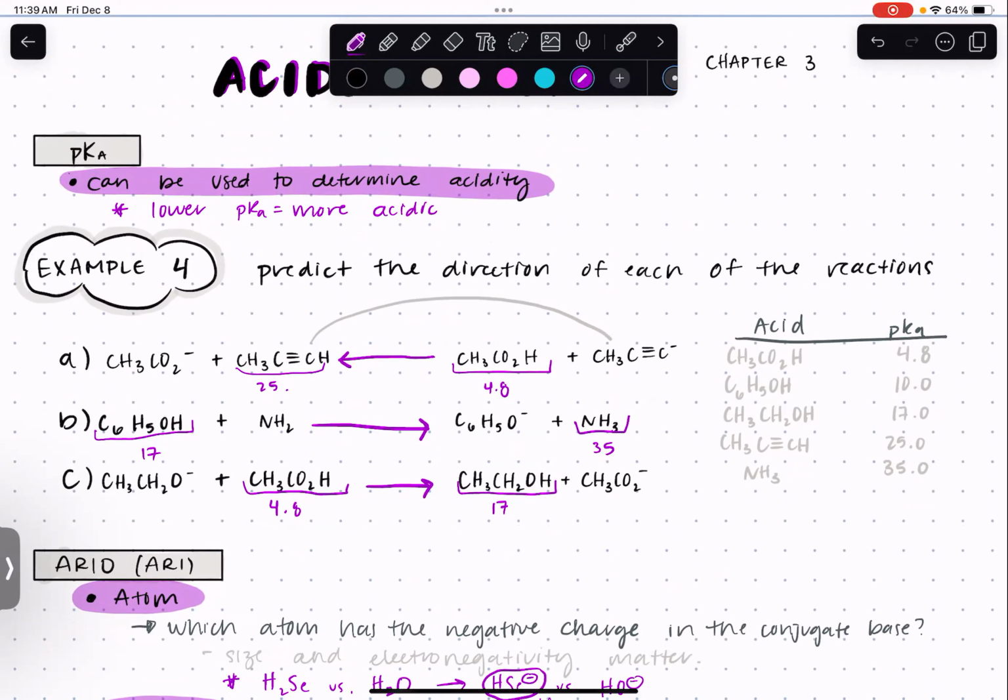So from more acidic to less acidic, basically. Yeah. We're going to go more acidic to less acidic.